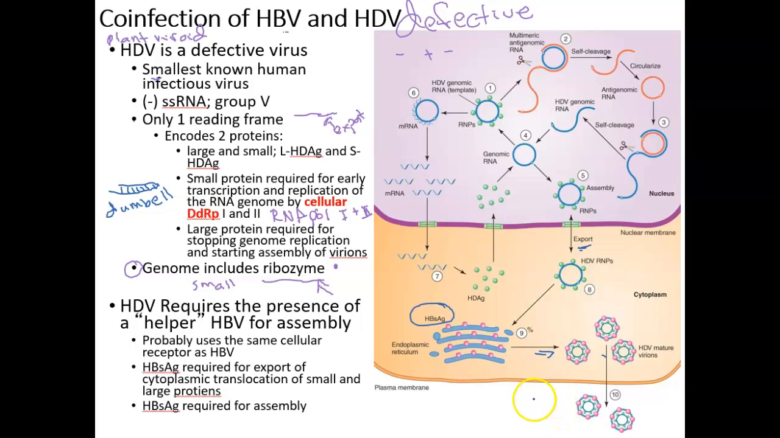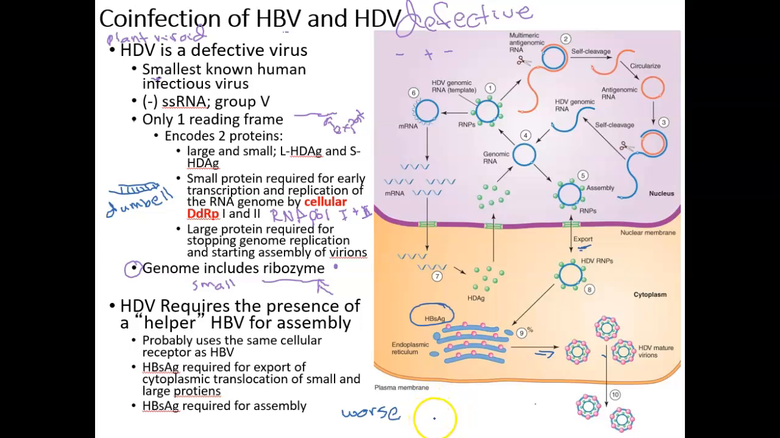So hepatitis D by itself doesn't cause any infection. But if you have a co-infection with hepatitis B and D, it makes it much worse, right? You have more severe symptoms. The likelihood of developing a chronic inflammation and then cancer is much, much higher with a co-infection.